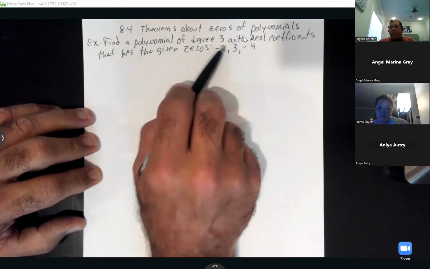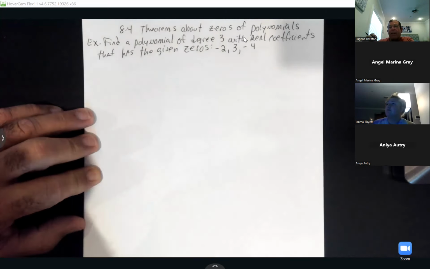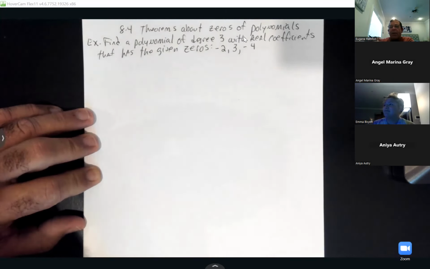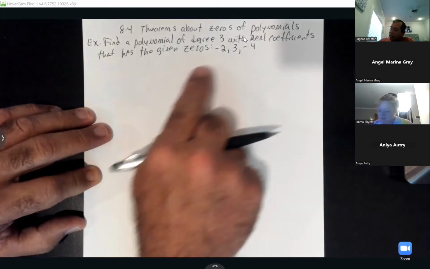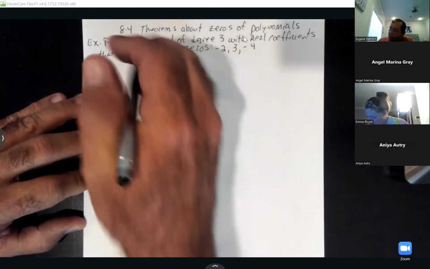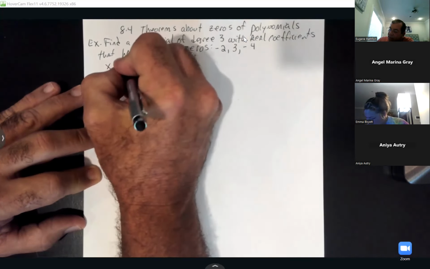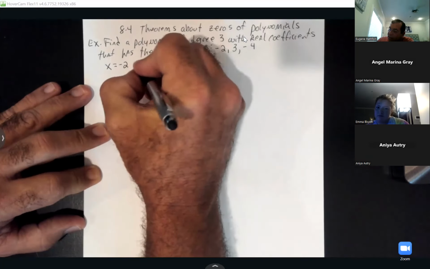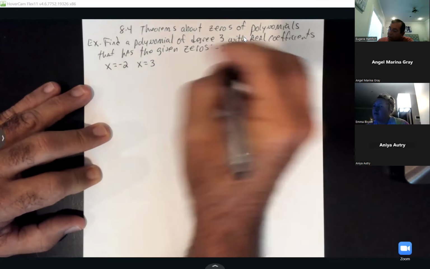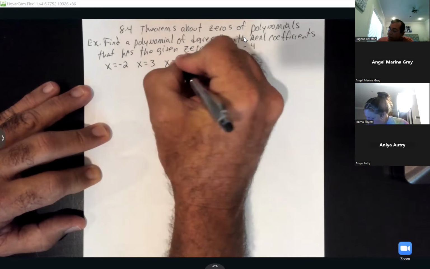So when we're done, 3 is the highest exponent that we can have in this function, okay? So what we do, they're giving us 3 answers. We're going to set them up as x equals -2, x equals 3, and x equals -4.